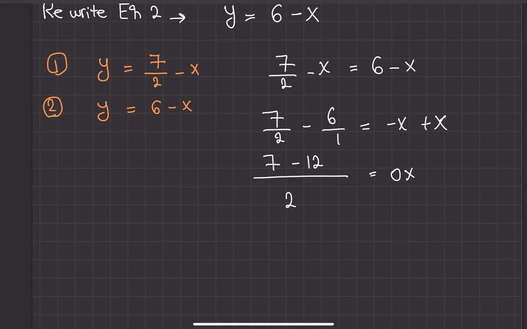How can we have 0x? It doesn't make sense. That means this system has no solution, because not all systems have a solution. You need to remember this system has no solution because we cannot find 0x. There's no x. How can I find it? So in this scenario, we didn't have any solutions for it.